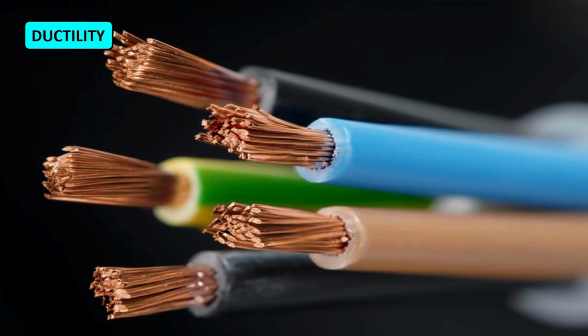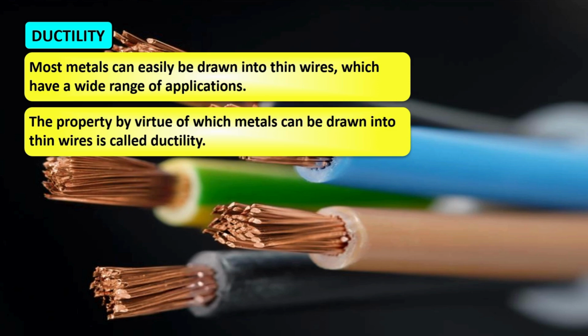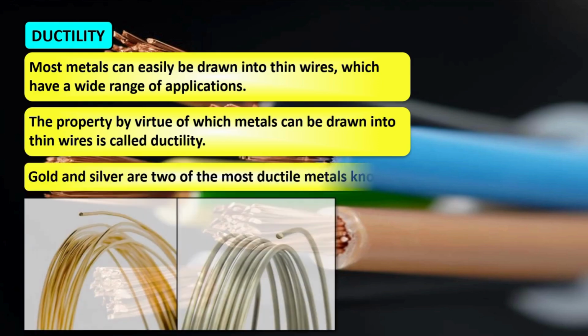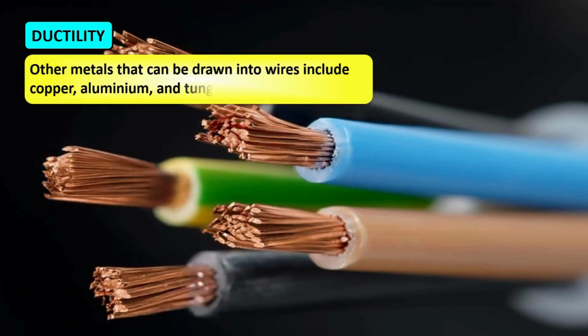Ductility. Most metals can easily be drawn into thin wires which have a wide range of applications. The property by virtue of which metals can be drawn into thin wires is called ductility. Gold and silver are two of the most ductile metals known. Other metals that can be drawn into wires include copper, aluminium, and tungsten.